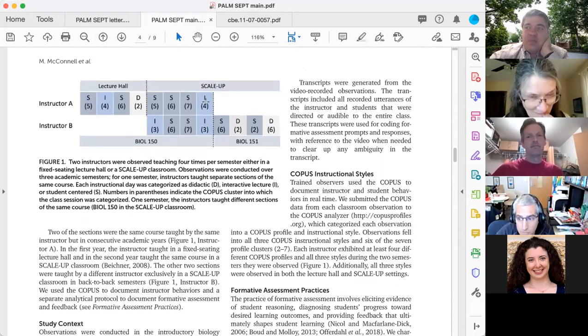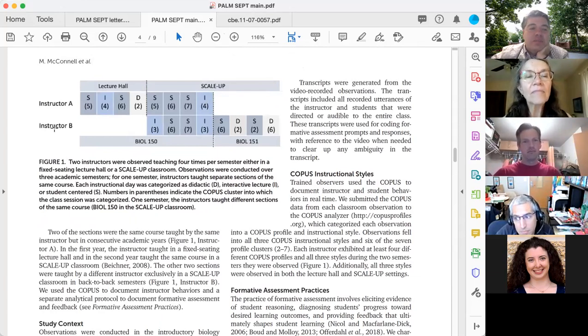So what you have here are the outcomes from what you are getting through the COPUS profiles. The classification in terms of style, didactic for D, interactive lecture for I, student-centered for S, and then the number refers to the particular COPUS profile, the COPUS cluster in which the data came.